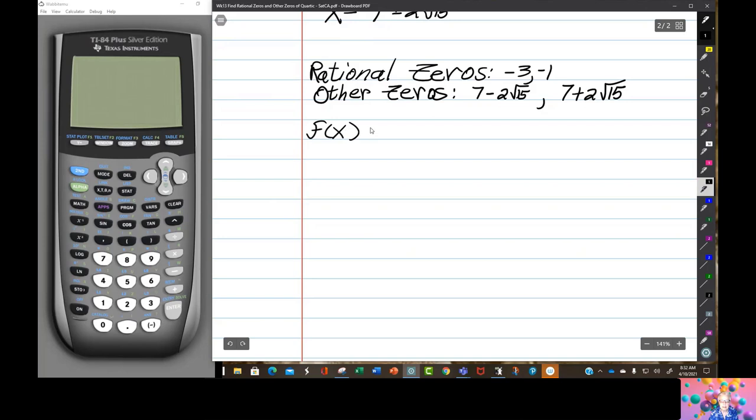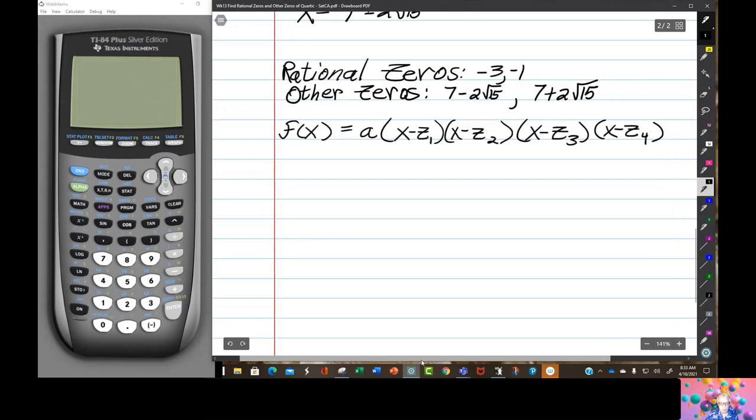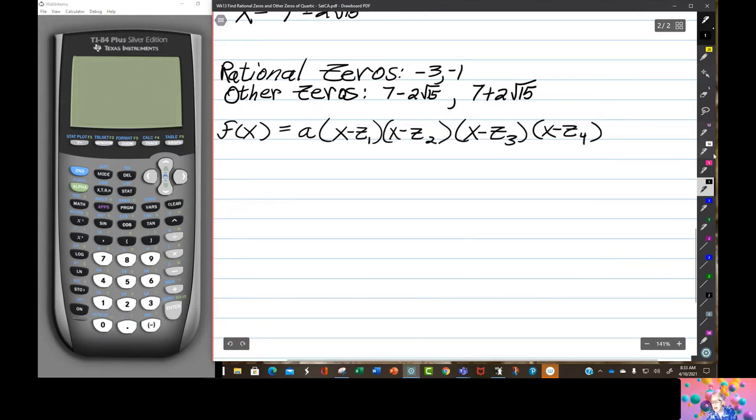F of x equals a times x minus z1 times x minus z2 times x minus z3 times x minus z4. Okay, and I need more room here. It doesn't matter what I choose, but I'm going to let this be z1, this be z2, this be z3, and this be z4.